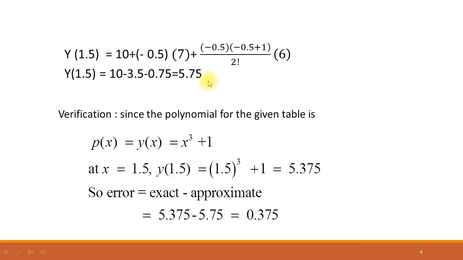Now dear students, there is a little bit of error between these two results. This is the exact value and this is the approximate value. So how to find the error? I have already told you in the first lecture of this course that we can find the error by subtracting the approximate value from the exact value. So this is the exact value 5.375 minus this approximate value 5.75, and we get the error 0.375.